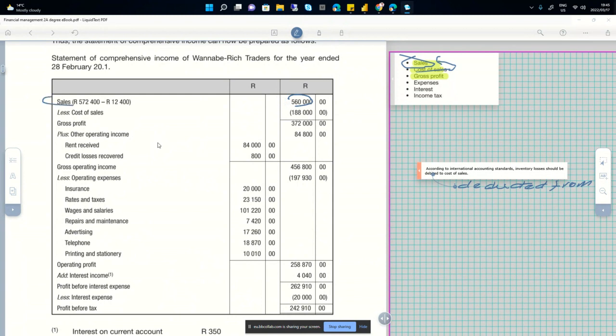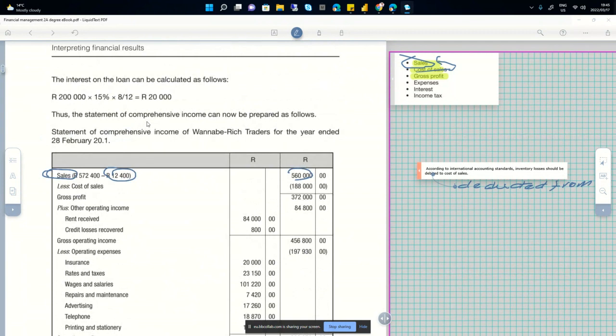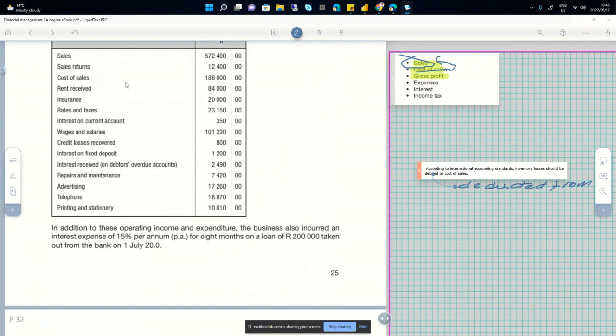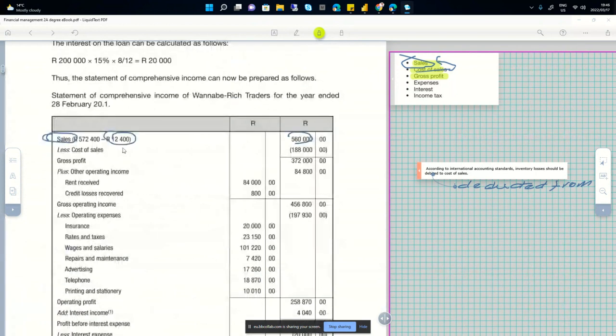That we can understand is sales generated. These 12,400, I would assume this will be sales return. And let's see if that is the truth. Yeah. And as you can see, it's clear here that there was sales return of this amount. So we're just going to take the sales, we deduct the sales return, we have the sales that was generated for that particular year, ending on the 28th February.